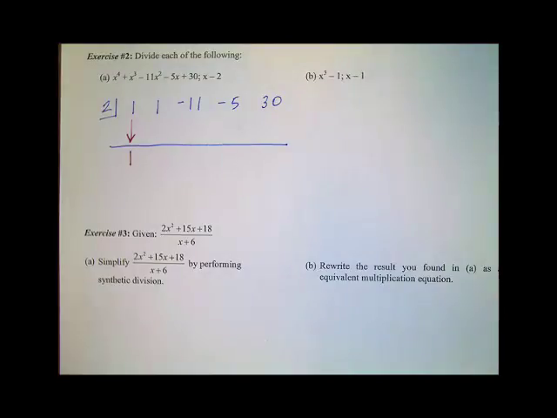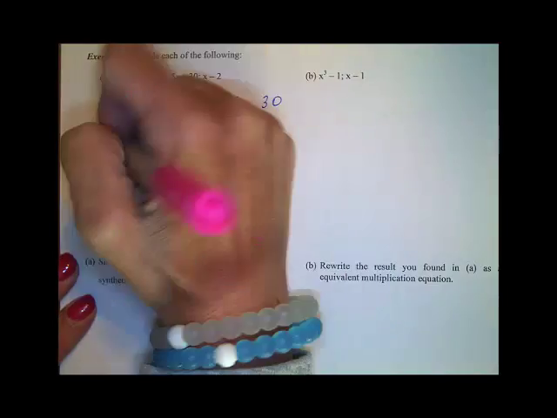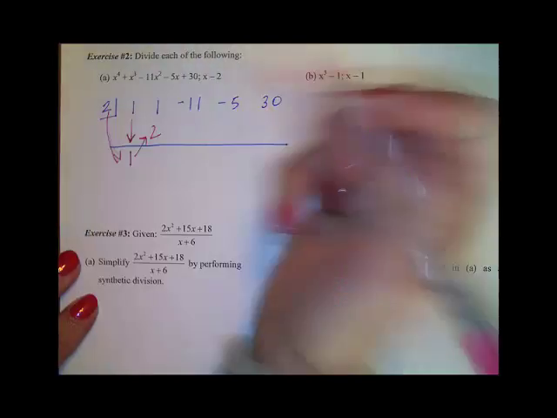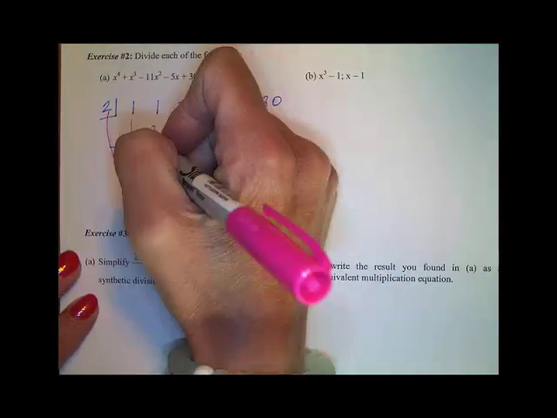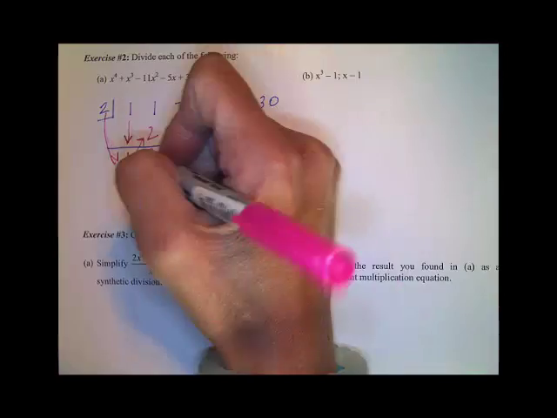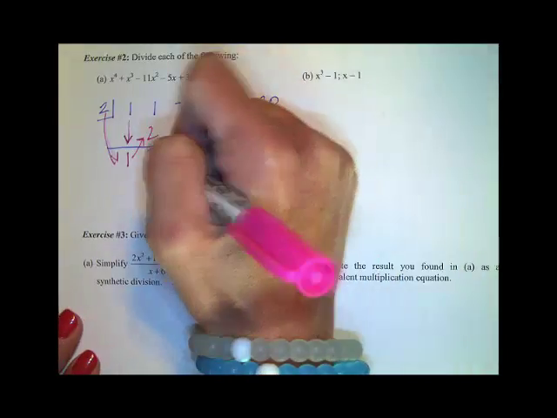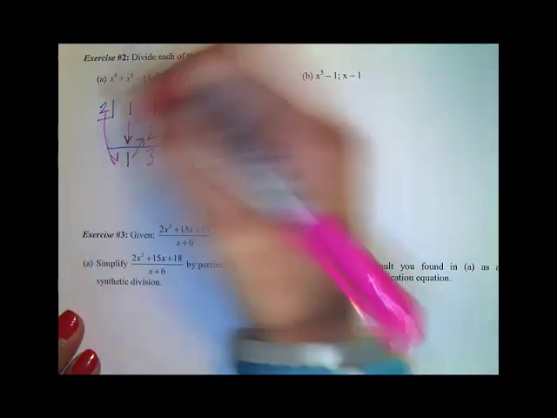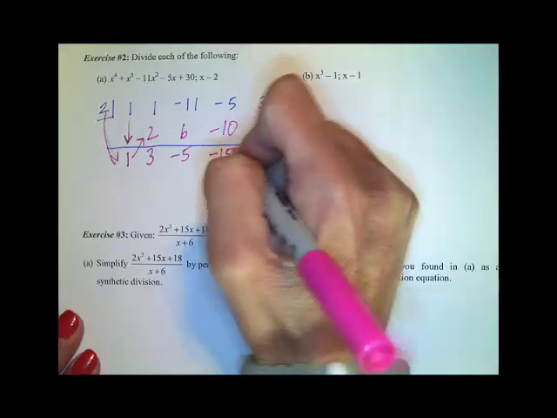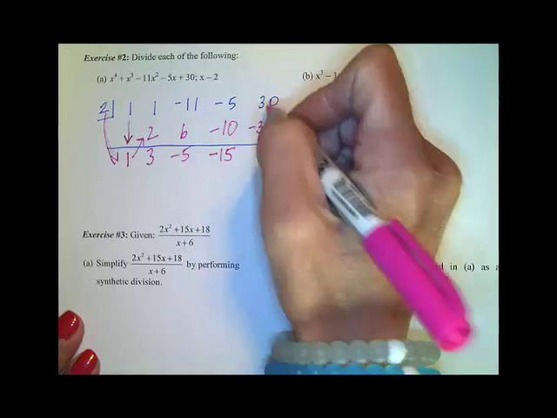Now we are going to multiply. So we have to multiply 2 times 1. So 2 times 1, and that answer goes here, and that's a 2. Then I want to add these together, so I got 3. So now I'm going to multiply that one by 2 and get 6. Then I'm going to add these together and I get negative 5, and then I'm going to multiply that by 2 and I get negative 10. And then add those together and get negative 15, and then I'm going to multiply those two together and get negative 30, and I'm going to add these and I get 0.